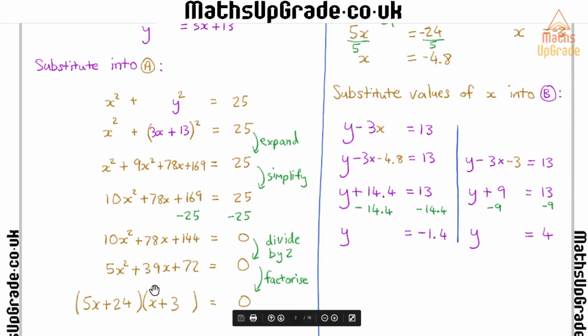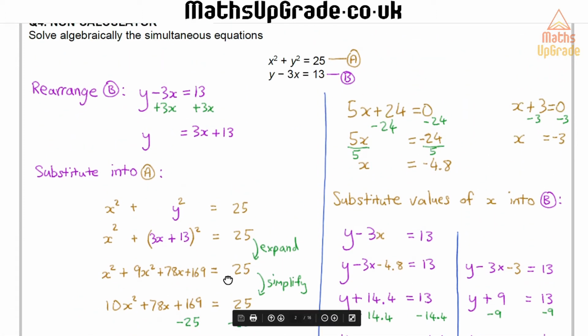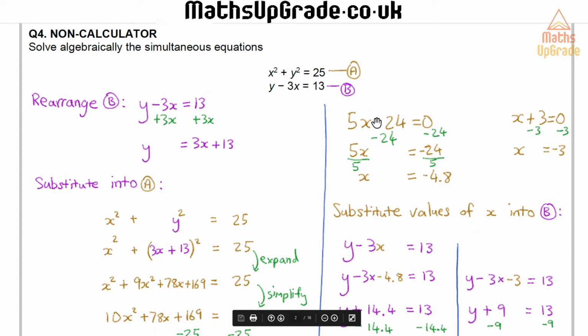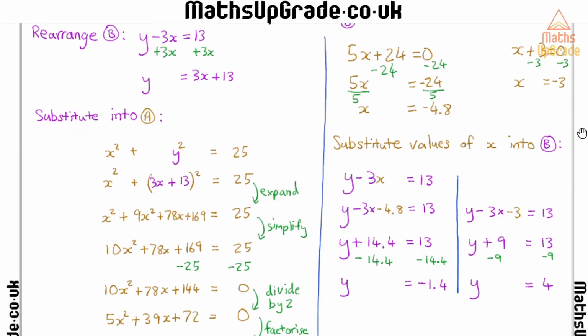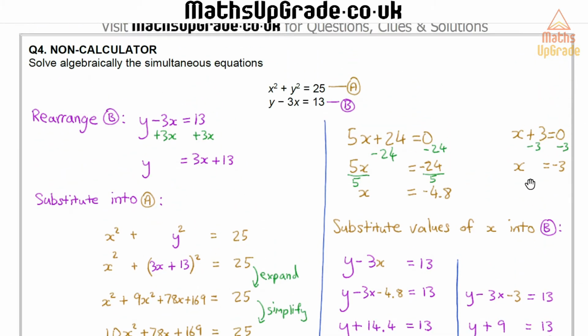What I do now is I just put each of these brackets equal to 0. So 5x plus 24 equals 0. Subtract 24 from both sides. That gives me 5x equals negative 24. Then divide both sides by 5. Gives me x equals negative 4.8. Similarly with the other bracket, x plus 3 equals 0. Subtract 3 from both sides. Gives me x equals negative 3. So I found there two values of x.